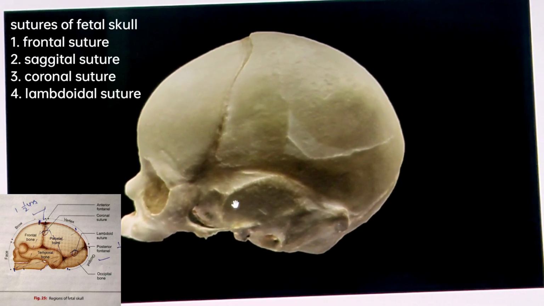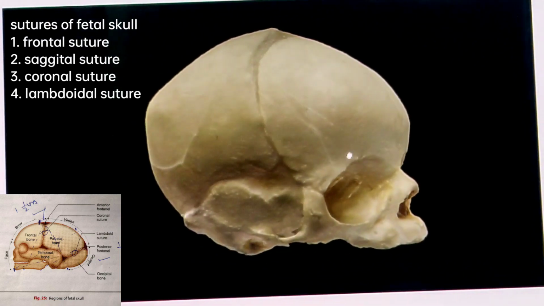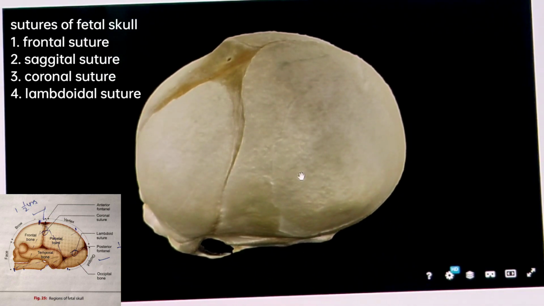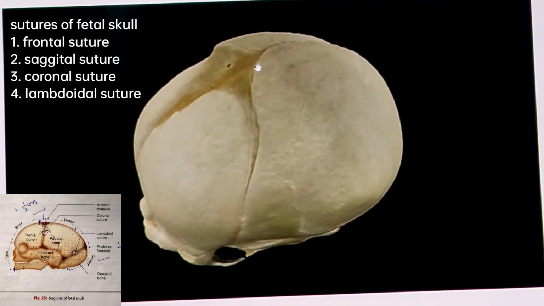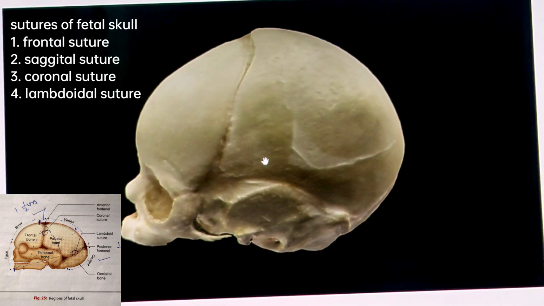Now we are going to see sutures of the fetal skull. A suture is where two skull bones join. Here you can see two bones are joining, the frontal bone and the parietal bone. So this line is a suture, where two fetal skull bones are joining. There are four sutures of obstetrical importance.